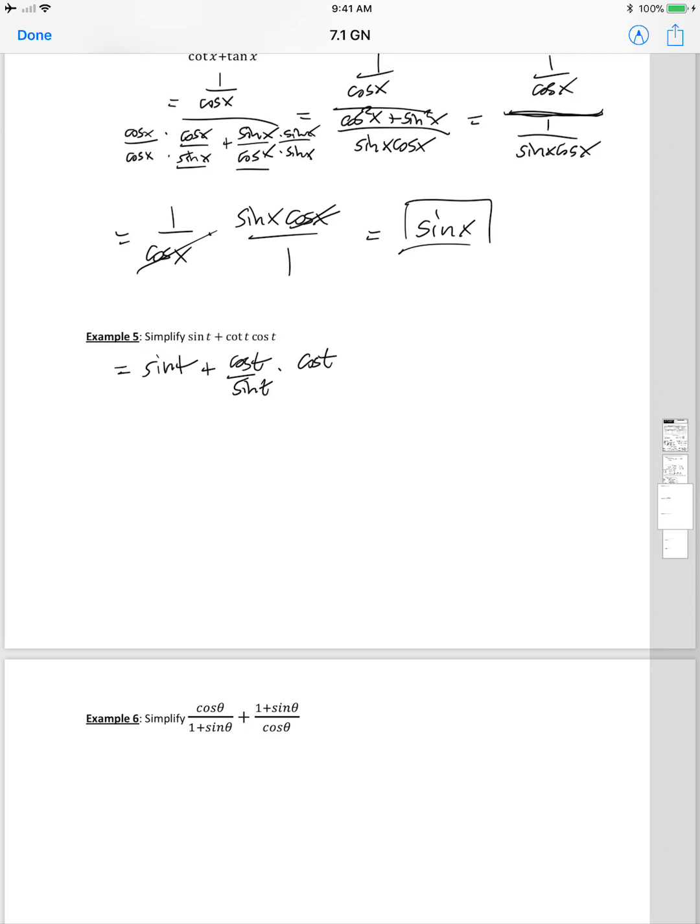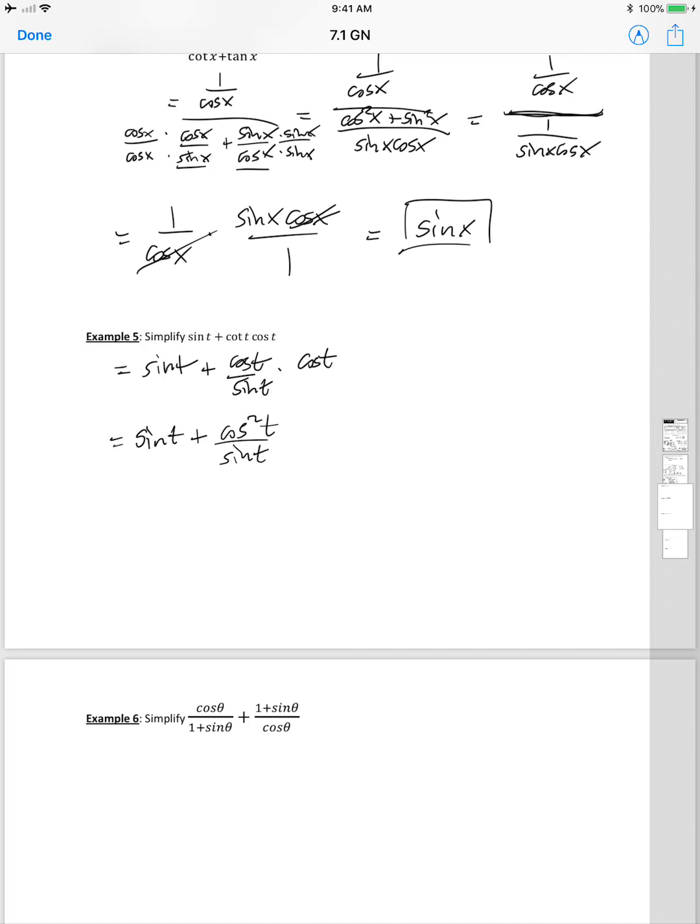I cannot cancel anything out here. Okay, I'm adding. I can't cancel across that addition. Cosine and cosine are both in the numerator, so I'm just going to do what this is telling me to do. Sine of t, and that's to multiply. Cosine times cosine is cosine squared of t over sine of t.